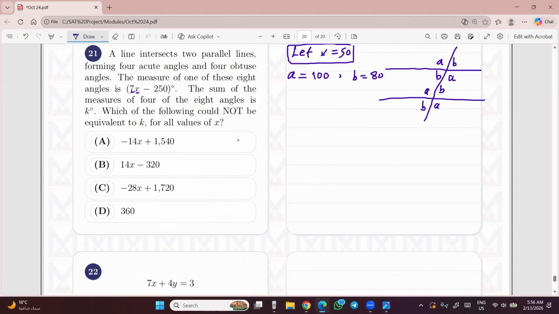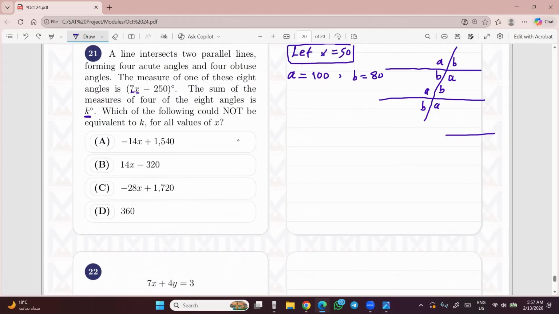So now we can apply the equation here. The sum of the measures of 4 of the 8 angles, 4 of them. Oh, we have many possibilities. We have 5 possibilities for the sum of the measures to be k. So which one is the value of k, or which one is not the value of k? When you consider the sum of the 4 angles, maybe the angles are all acute, maybe all of them are obtuse, maybe 2 and 2, maybe 3 and 1, whatever.